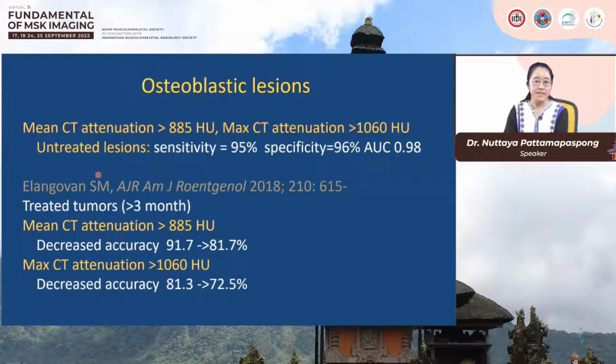However, this attenuation value has applied well for untreated lesions, but with treated lesions, the accuracy can drop from 90 to 80% when we use mean CT attenuation. And if we use maximal CT attenuation, the accuracy can drop from 80% to 70%.